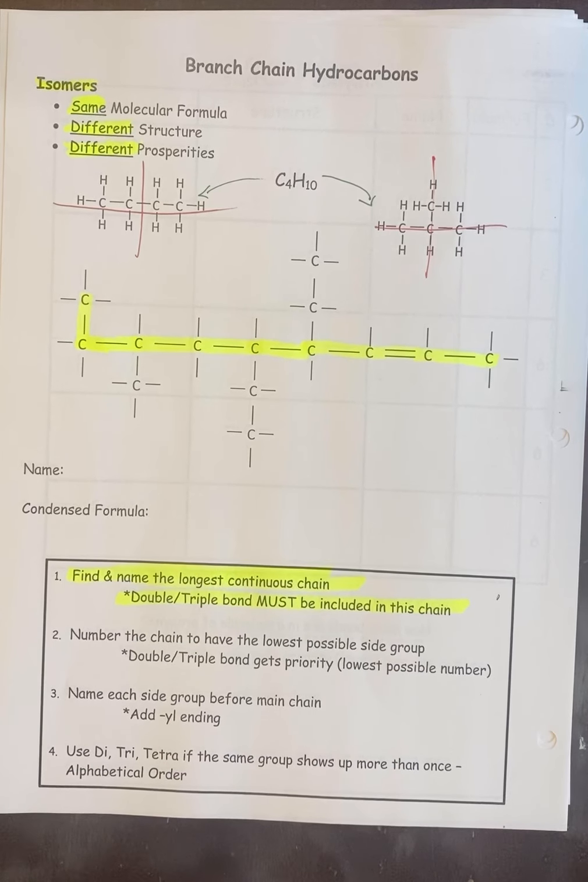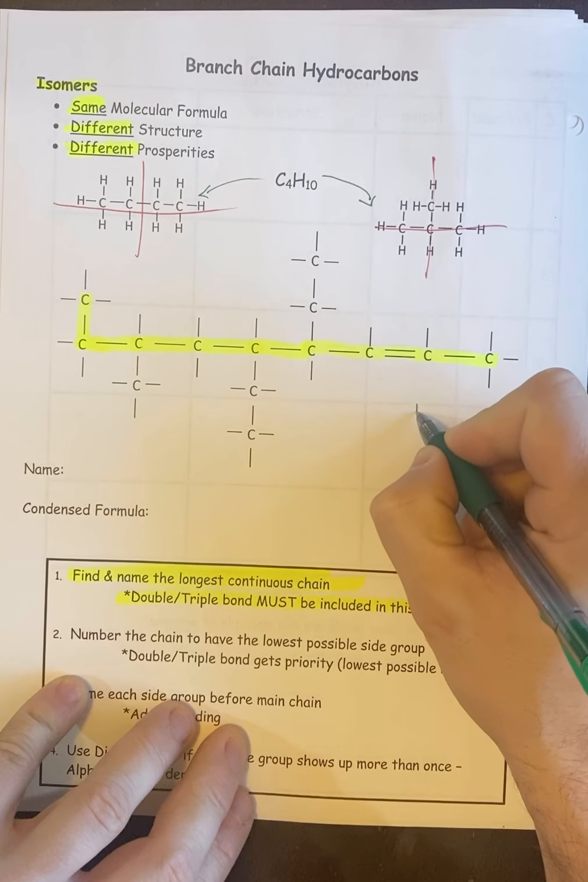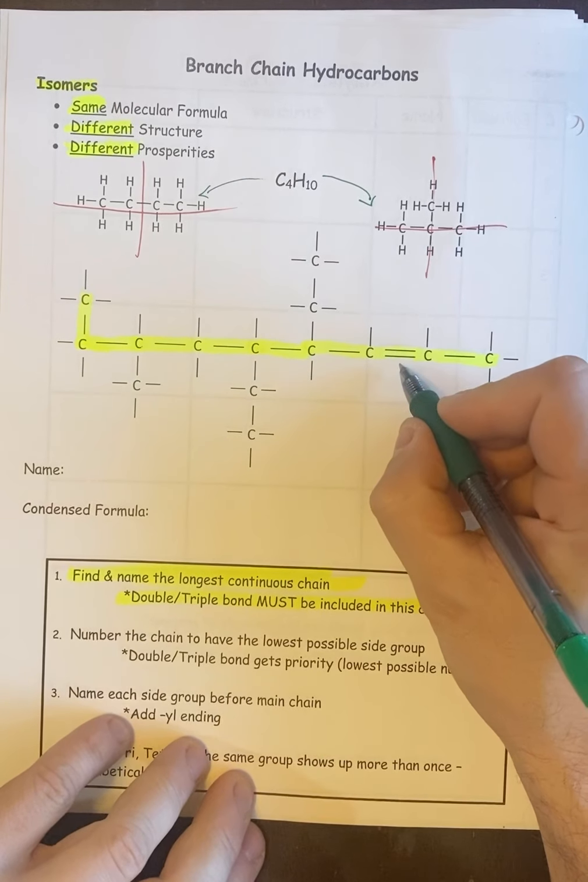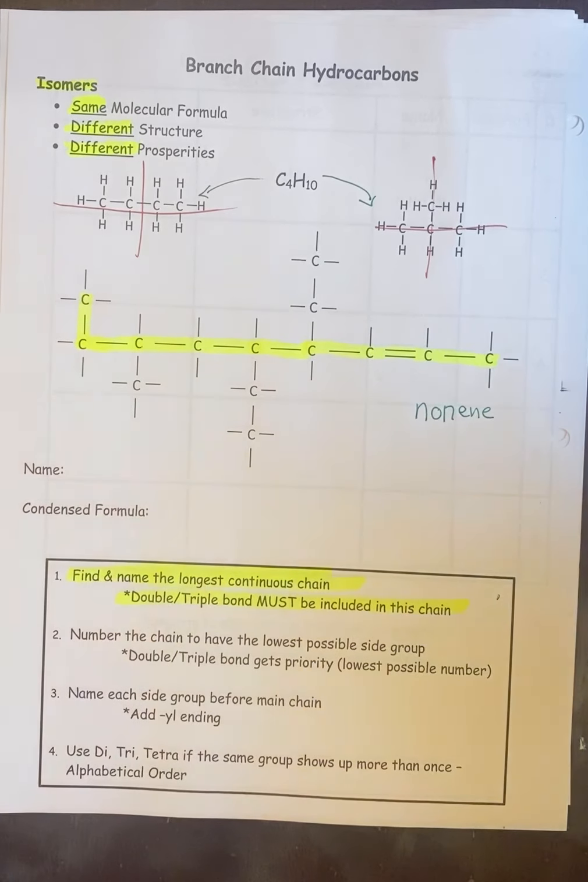Okay, so that's step one. And then we can actually name that. So I'm going to put the name here. If it were a 9 in a row, it's a non, and then because it has a double bond, it's a non-ene.